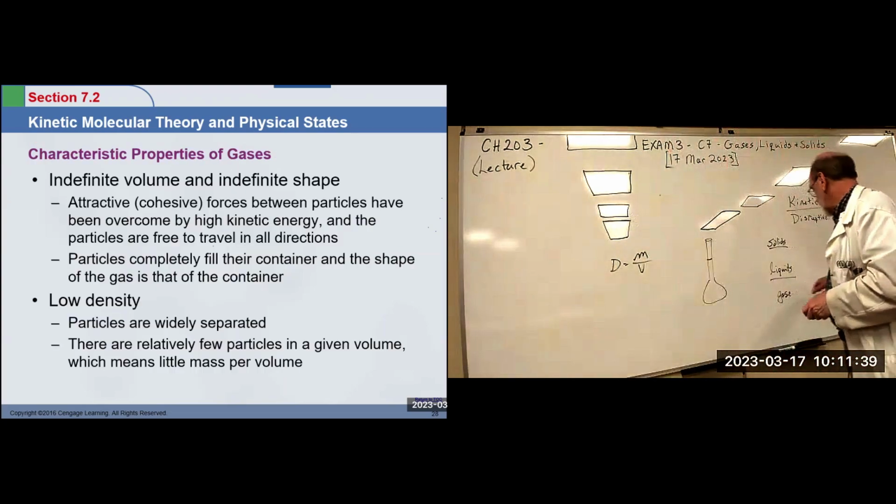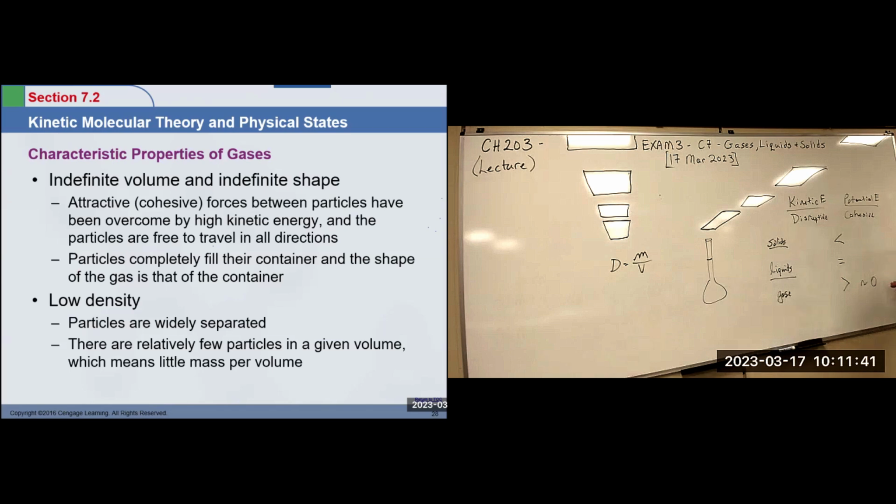Another reason that the cohesive forces are relatively small for a gas is because they're moving so fast. When they hit one another, they're not in contact for very long. And the amount of energy that each of the particles has and transfers between one another is so huge that it's sufficient to overcome any cohesive forces.